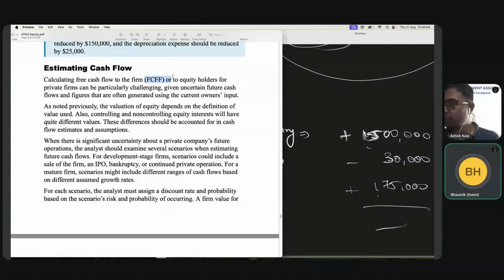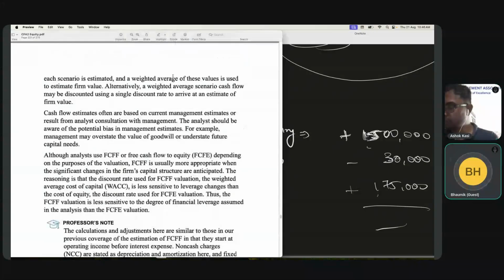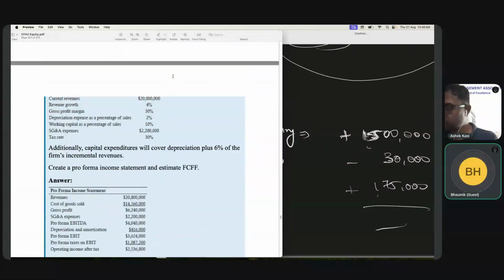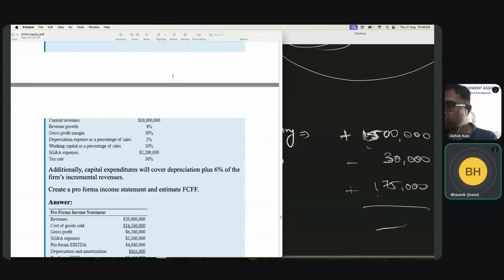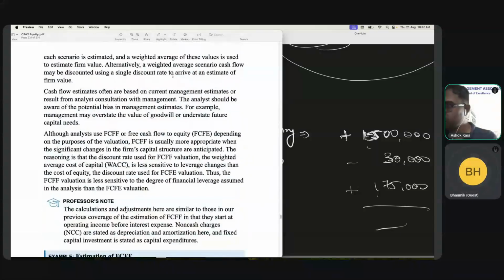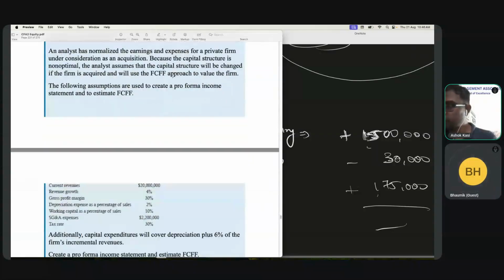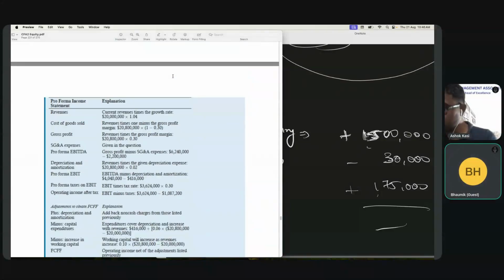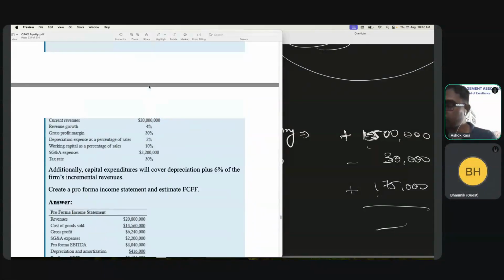Estimating cash flow. Again, this is free cash flow. This is again ditto what we have done before. Just go through this. Okay, just go through this question then.